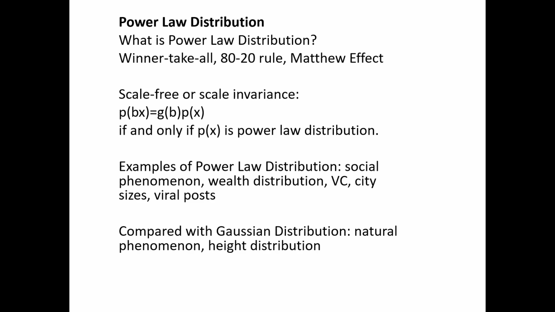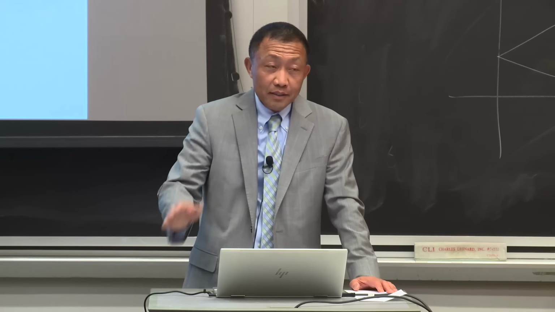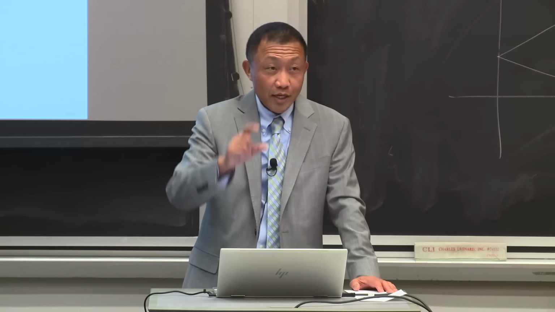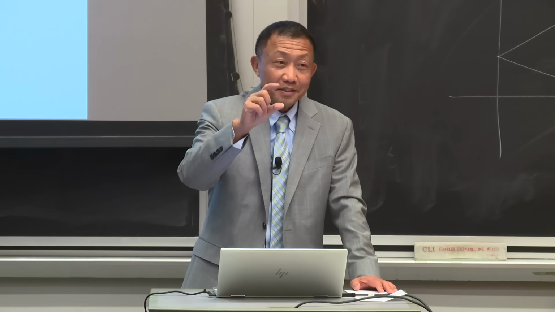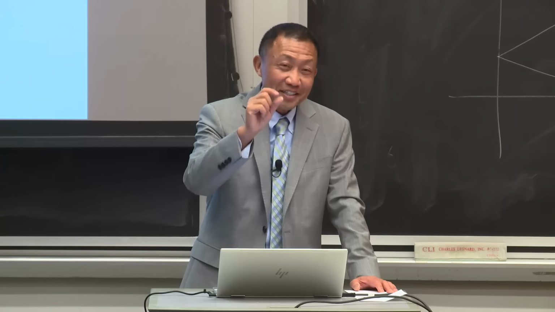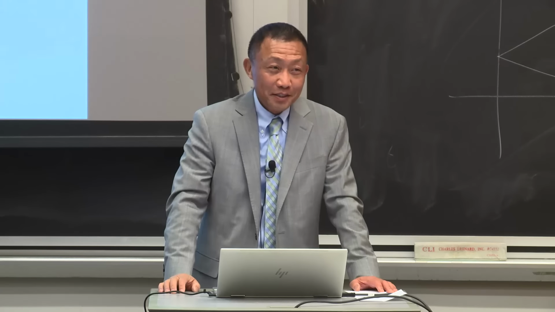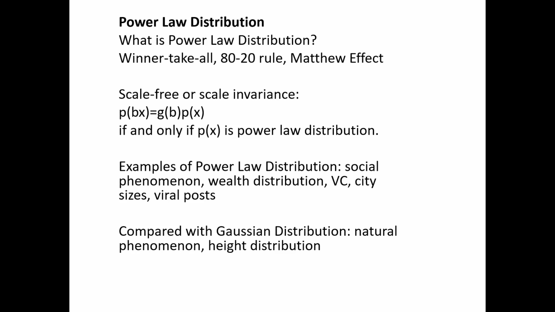So let's think about the wealth distribution, right? 20% of the people probably have 80% of the wealth. And this is also true if you look at the top 20%: within that 20%, the top 20% has 80% of the wealth. Then within that, it is still true. This is the so-called scale-free property, or scale invariance. This is the unique property of the power law distribution.